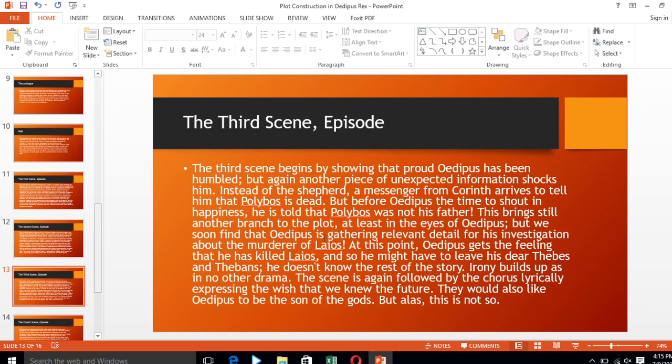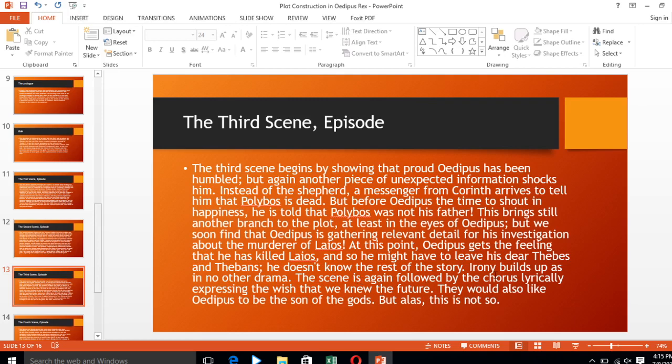But we soon find that Oedipus is gathering relevant details for his investigation about the murder of Laius. At this point, Oedipus gets the feeling that he has killed the old king, and so he might have to leave his dear Thebes. He doesn't know the rest of the story. Irony builds up as in no other drama.